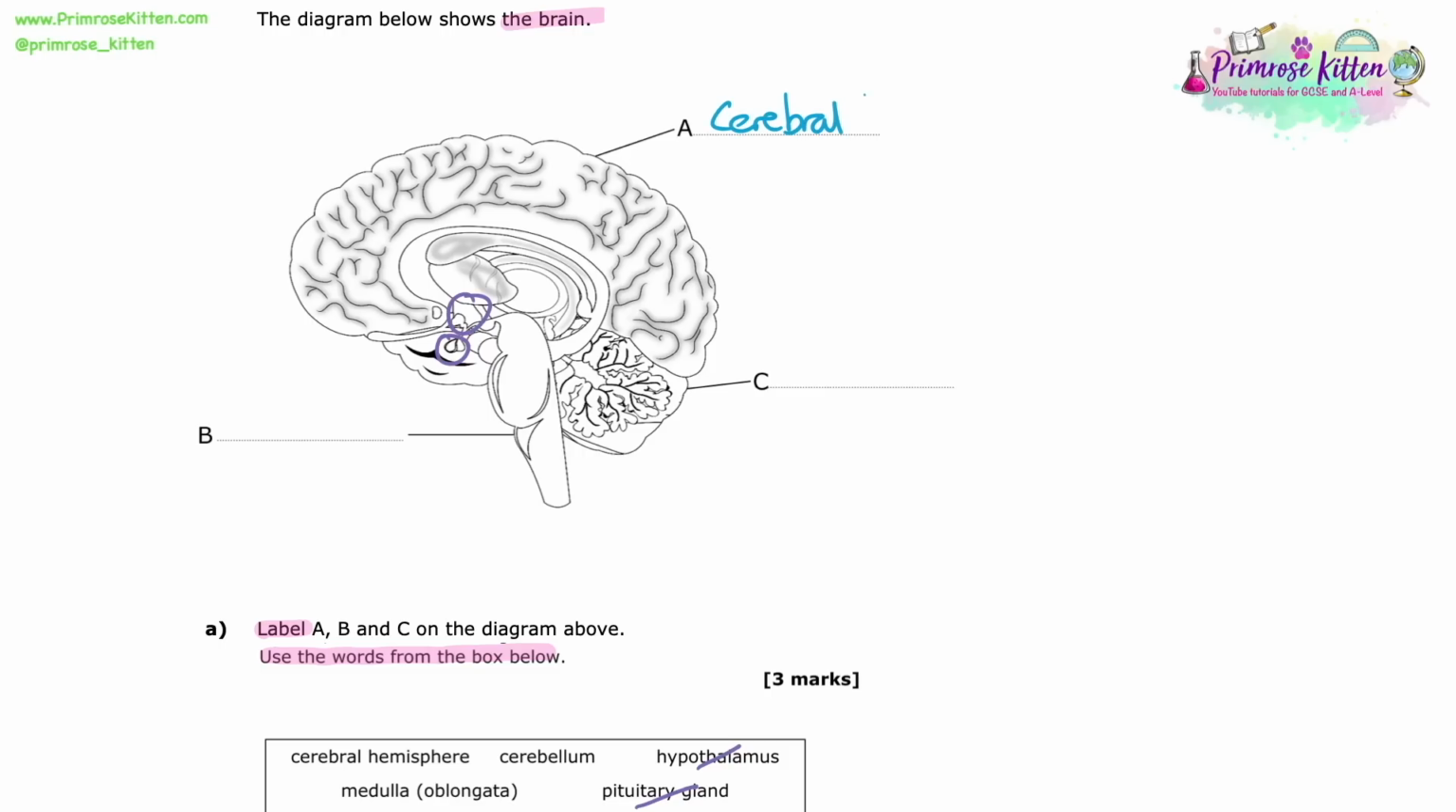So now it's just about knowing the answers and which one goes in which. Being able to label the brain is just something we've got to know. So A is the cerebral hemisphere. The part that's kind of in the middle of the brainstem that then joins onto the spinal cord is the medulla, and then part C is the cerebellum.